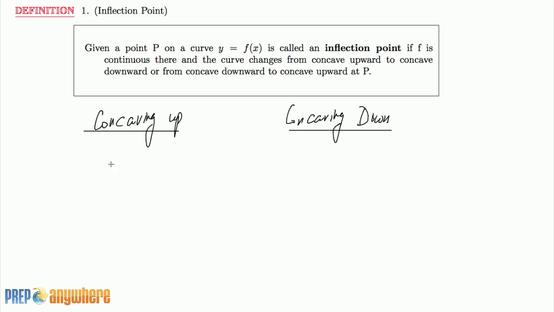So concaving up means the graph... So here's a graph, let's say, part of the graph. Let me pick a point in this graph and make a tangent. Okay, look. When I make that tangent, is the graph above the tangent or below the tangent? In fact, it doesn't matter what point I pick. If I draw a tangent to it, it'll be above, right? Such curvature is called concaving up.